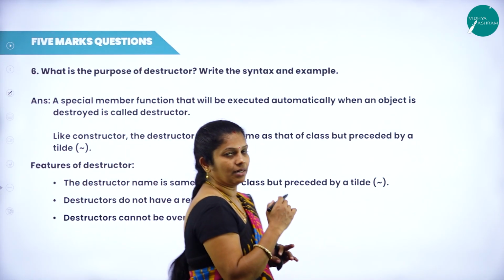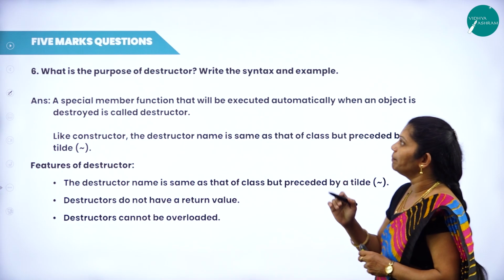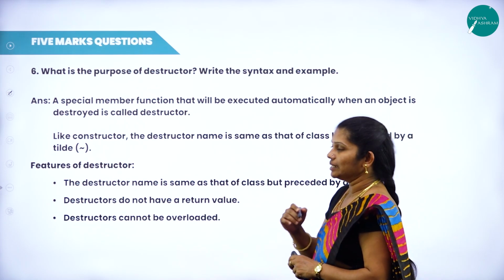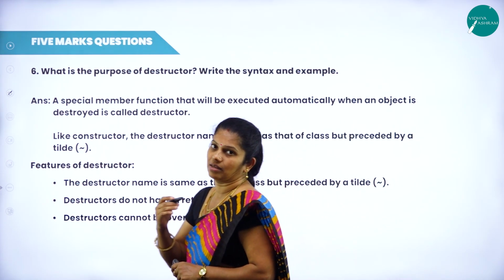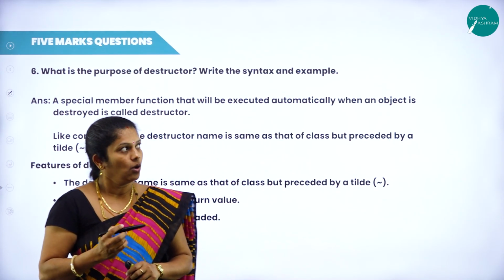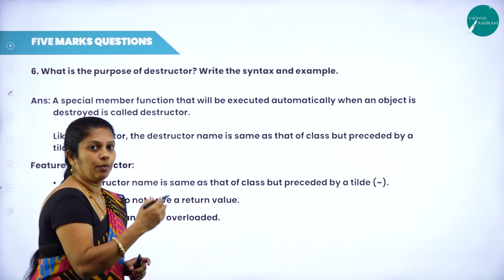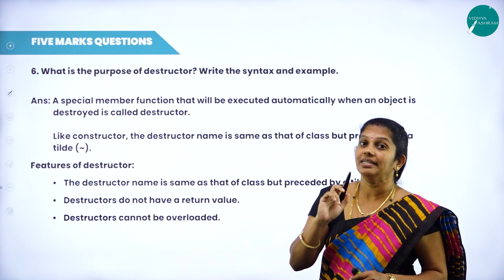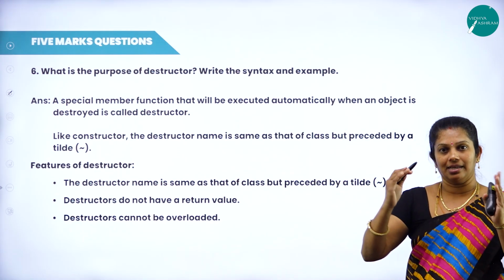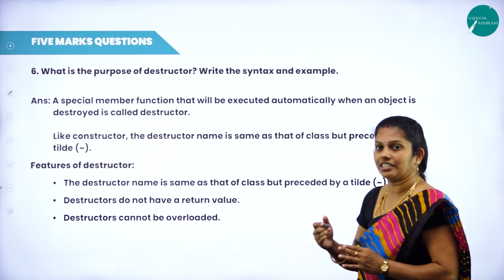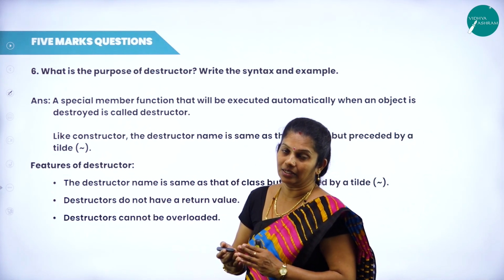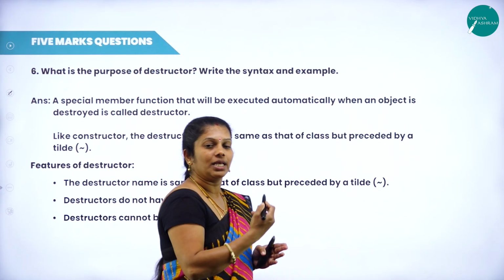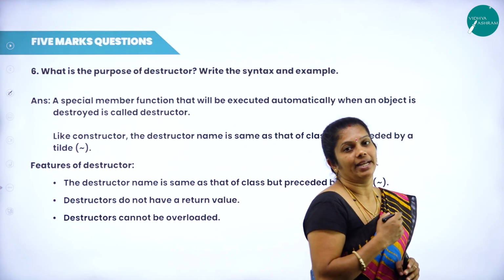Then the next question you may expect: what is the purpose of a destructor? Write the syntax and example. A constructor is used to initialize, and in that case it will allocate the memory space. Whereas a destructor destroys whatever memory was allocated by the constructor. The name itself suggests destructor. A constructor means constructing a building, whereas a destructor means demolishing that building. We can destroy that building here. A constructor occupies the memory, whereas in a destructor the memory is deallocated.